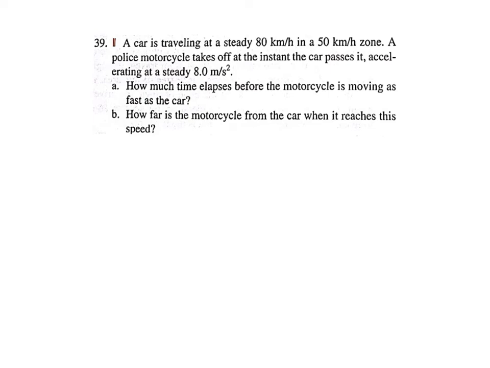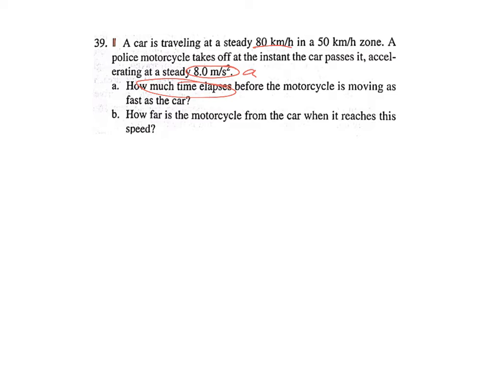All right, let's do part A here. How much time elapsed? Got a marker going here. We need to know time. We know a couple of things. We know that's acceleration. This car is going that fast. The 50 kilometer per hour zone probably doesn't matter. And we want to know how much time elapsed before the motorcycle is moving as fast as the car.